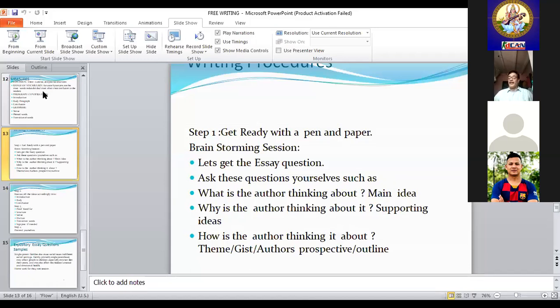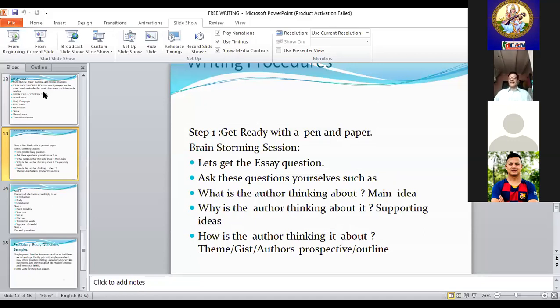Let's get the essay questions first, which I've given you in my next slides. Ask these questions yourself in order to generate ideas, such as: what is the author thinking about? This is what I call the main idea. Why is the author thinking about it? It's a supporting idea. And how is the author thinking about it? It is the theme, gist, or author's perspective, or the outline of your essay.